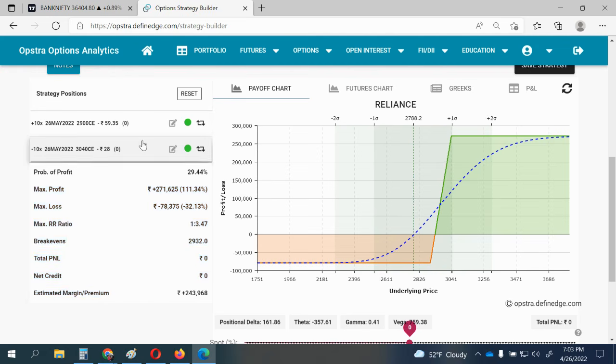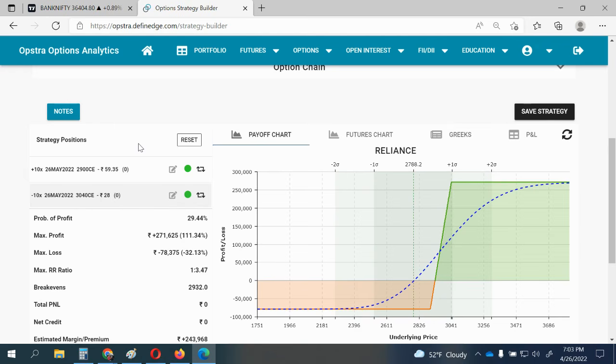Even I'm just learning, right? It's not like I'm an expert. I'm not an expert, guys, honestly I'm telling. It's been just 4 months into options trading. I have about 8 months of experience in equity.